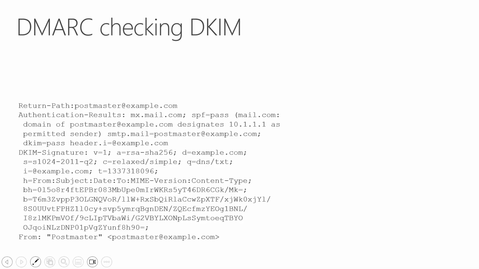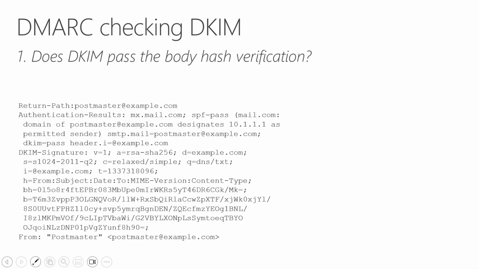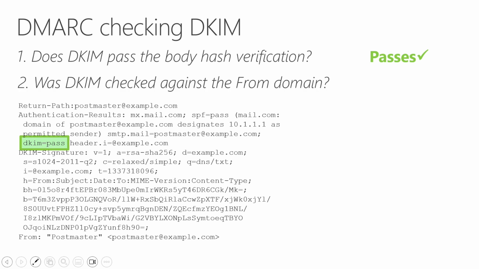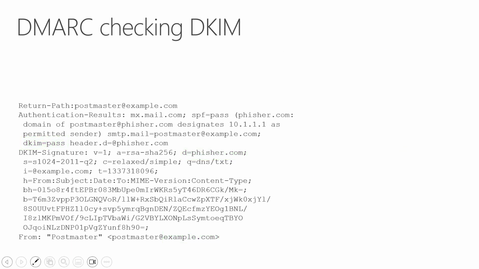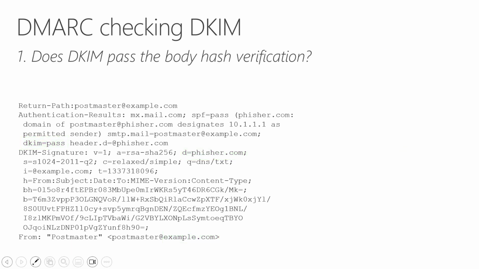So next up, we're going to check with DKIM. We're going to check that the body hash is verified appropriately. And yes, it was. We were able to verify that detail. Now we're also going to check to make sure that the sender domain aligns with the DKIM domain. And here we see that d=example.com and the sending address of postmaster@example.com align. So this message passes.